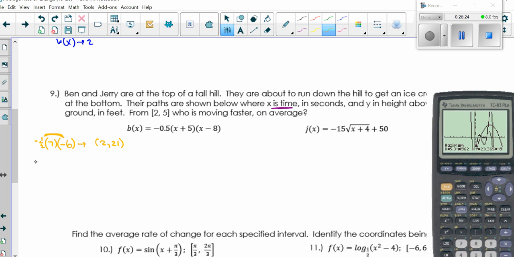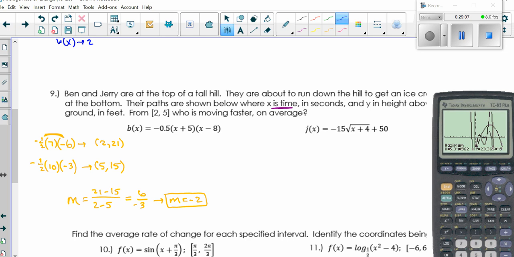If I substitute a 5 in, 5 plus 5 is 10. And 5 minus 8 is negative 3. So when x is 5, this is negative 5 times negative 3, which is positive 15. So m equals 21 minus 15 over 2 minus 5. So I get 6 over negative 3, which means my average rate of change for that interval is negative 2. Okay, so negative 2. And the negative should make sense because he's running down the hill.